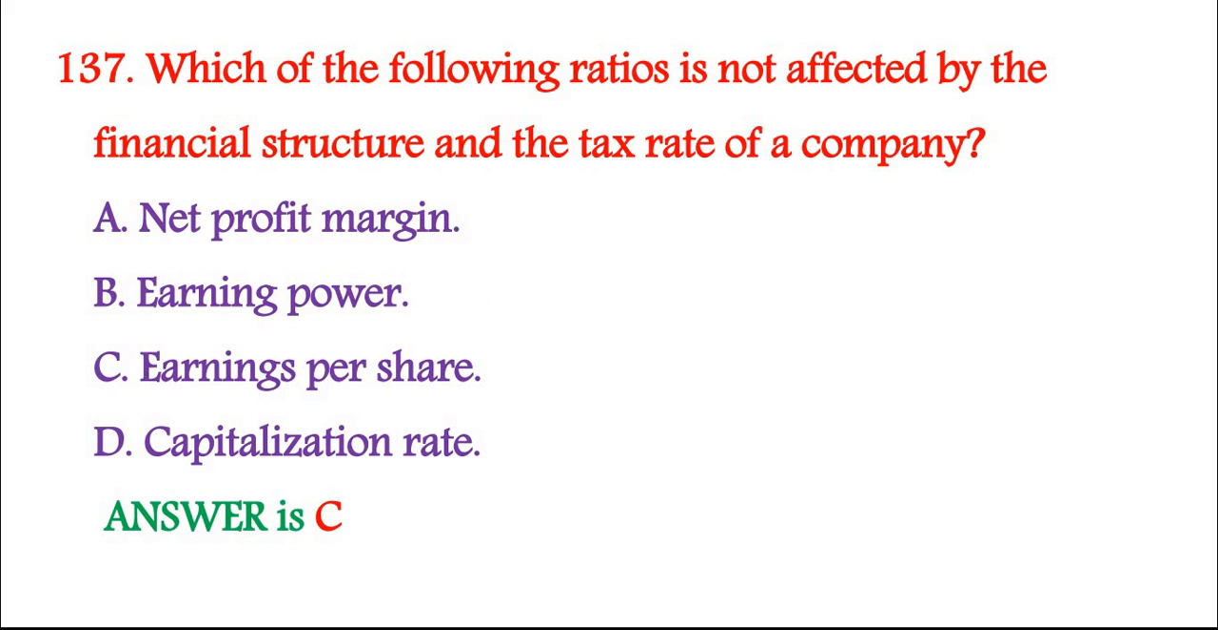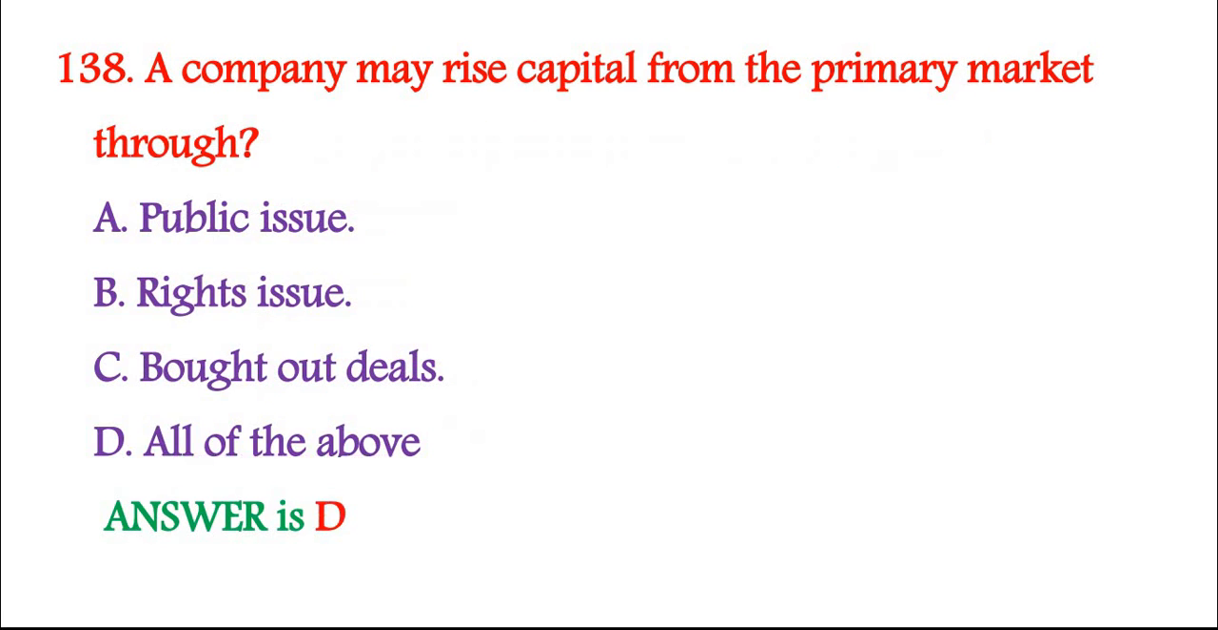137. Which of the following ratios is not affected by the financial structure and the tax rate of a company? A. Net profit margin. B. Earning power. C. Earnings per share. D. Capitalization rate. Answer is C. 138. A company may raise capital from the primary market through A. Public issue. B. Rights issue. C. Bought out deals. D. All of the above. Answer is D.